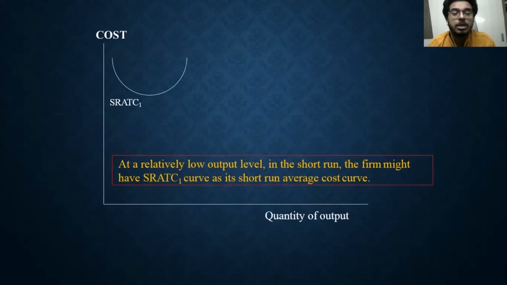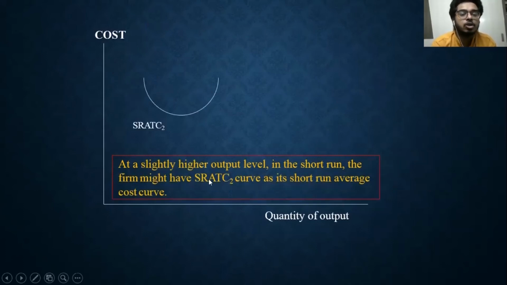What we observe over here is that at a relatively low output level, somewhere over here in the short run, the firm might have this particular SRATC1 curve, short run average total cost 1 curve. In another short run period over here, with a higher output level, we have moved to a lower cost curve. Initially the cost is falling and then increasing. Average cost is first decreasing and then increasing.